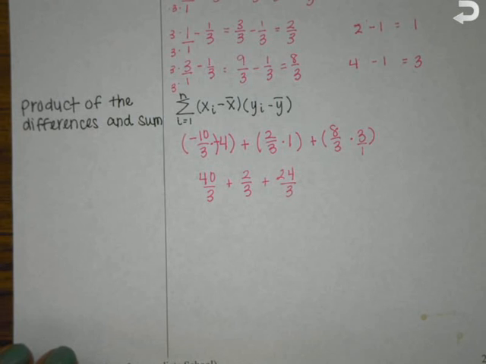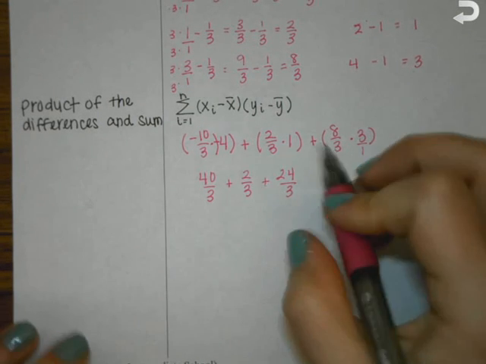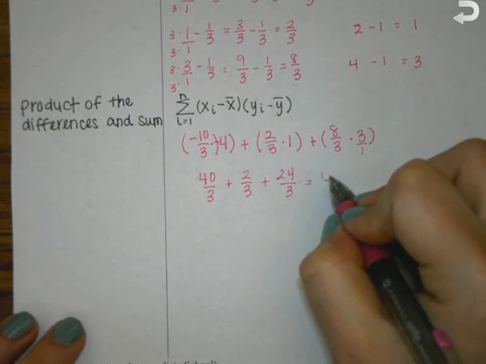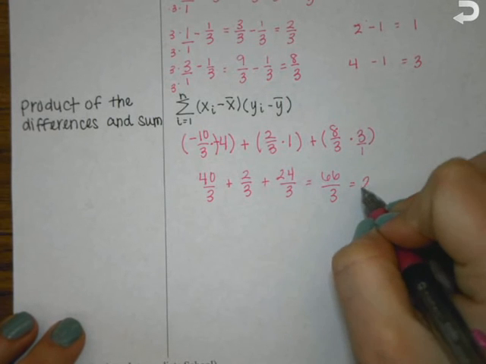So when I add those all together, I get 66 over 3, which comes out to 22.